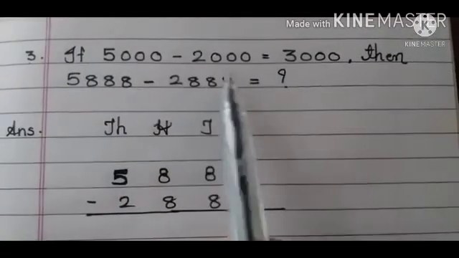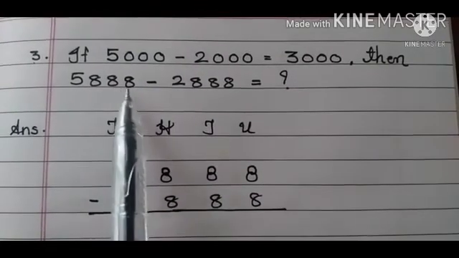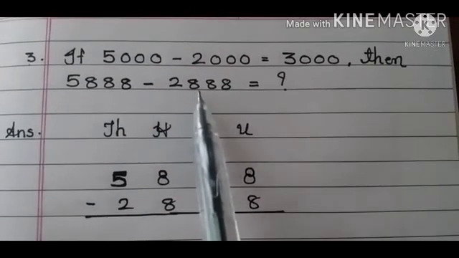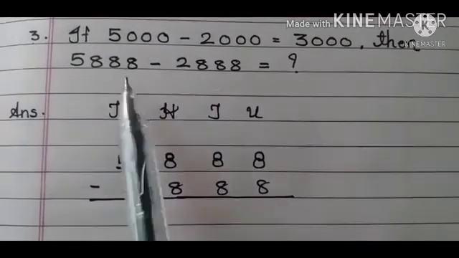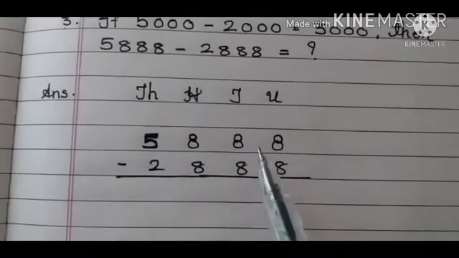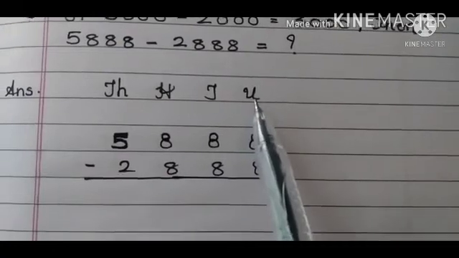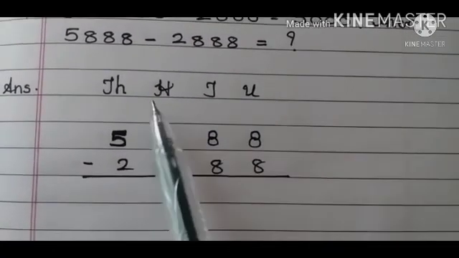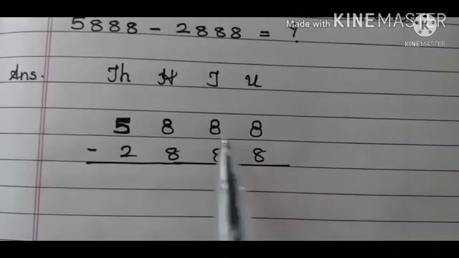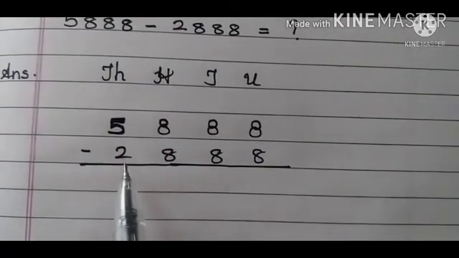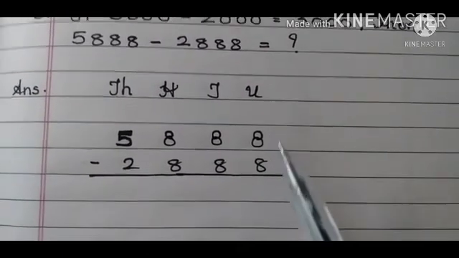Now moving to the next question, number 3. If 5000 minus 2000 is equal to 3000, then 5888 minus 2888 is equal to how many? So we have to arrange this question vertically and then we will subtract. First we will write the numbers place wise: units, tens, hundreds and thousands. So first write down the first number 5888 and minus the second number 2888.